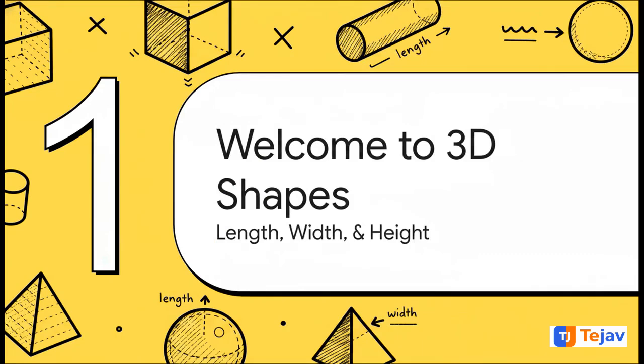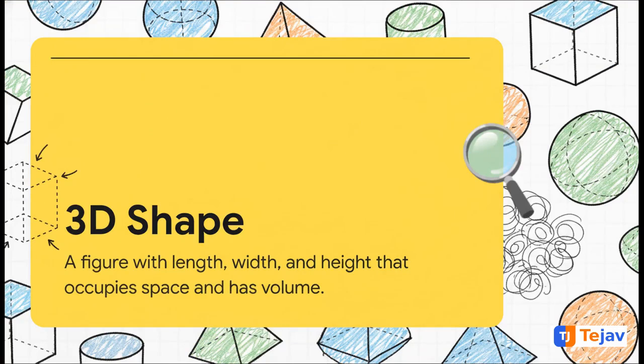Welcome to 3D shapes, understanding length, width, and height. So, before we jump into the specific shapes, what actually makes a shape 3D? Well, a 3D shape has length, width, and height. Unlike flat 2D drawings on a piece of paper, 3D shapes take up actual physical space. And because they occupy space, they have volume. And that volume is exactly what we're figuring out today.